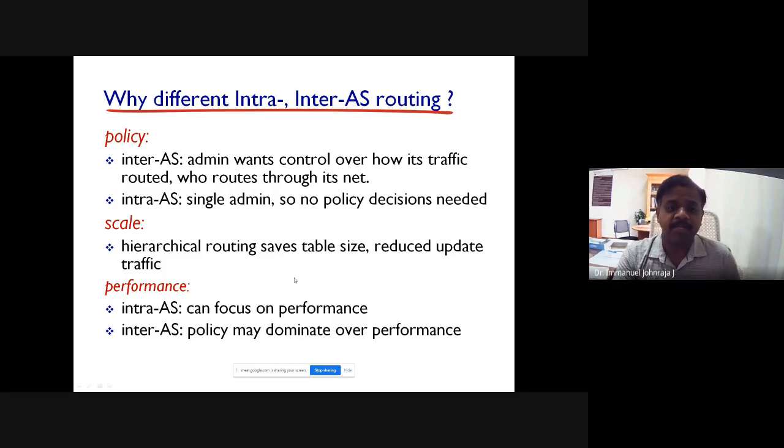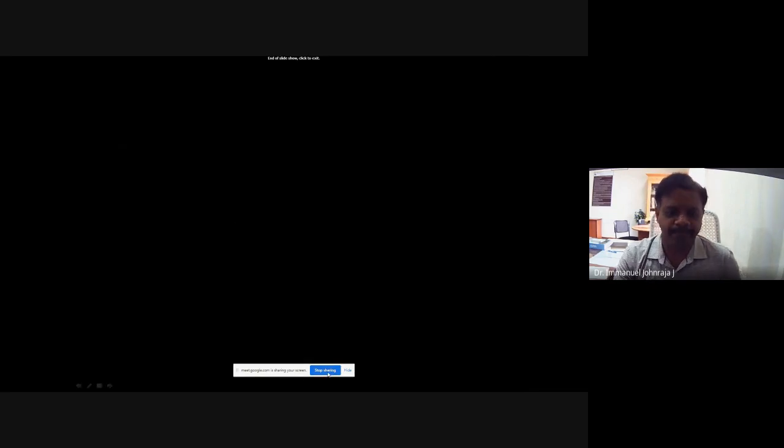Scalability: hierarchical routing saves table size and reduces the update traffic. If there is no hierarchical routing, what happens? Between the autonomous systems, that is inter-autonomous system, as we have this hierarchy, the size of the routing table is considerably reduced. And performance: intra-autonomous system can focus on performance, whereas inter-autonomous system focuses on policy, so that there is no trouble, there is no issue, you do not violate the law of the land. Okay, so that's all I have for you today.